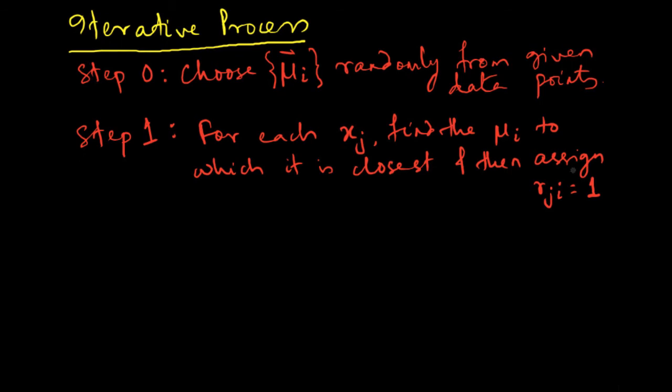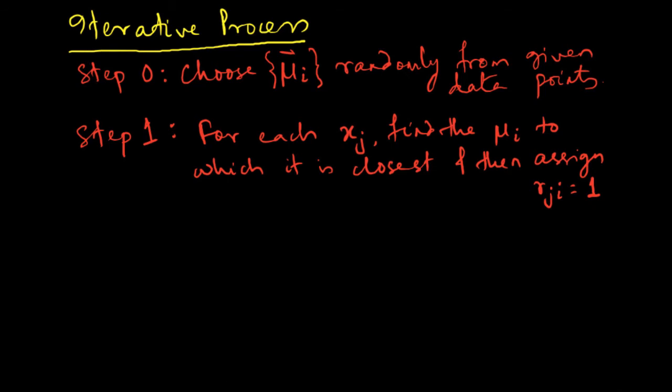For each data point, you need to find the distance from all the cluster means, all the mu I values, which are k in number. Out of all these values, pick up the one which is the smallest, and for that particular value of I, assign rji equal to 1, and then you keep doing it for all the j values. And once you have populated your rji values, whatever remains unassigned goes to 0. So now this completes your step 1.